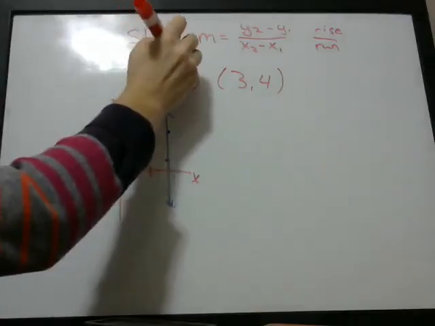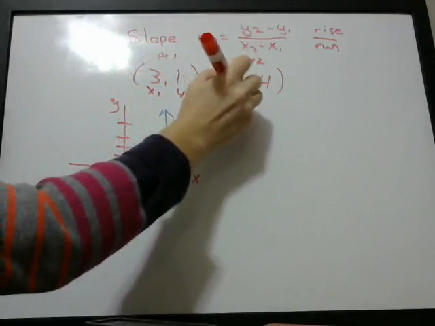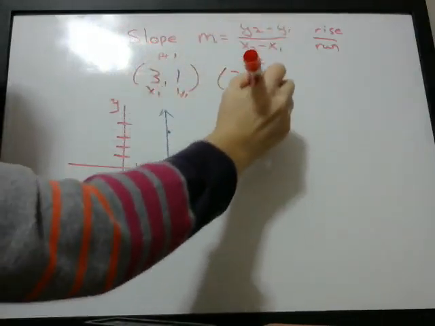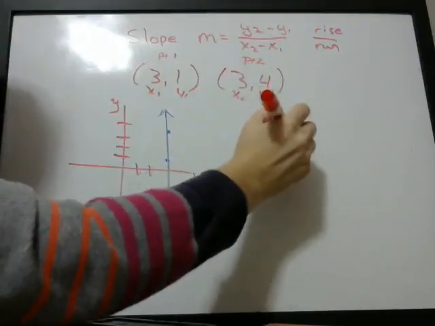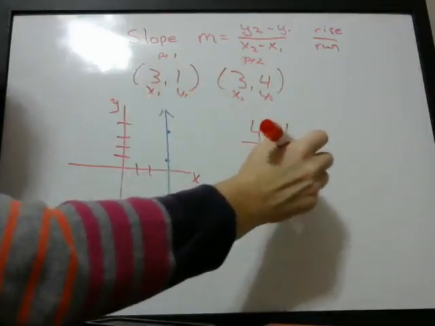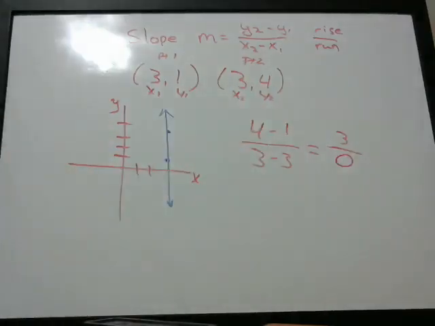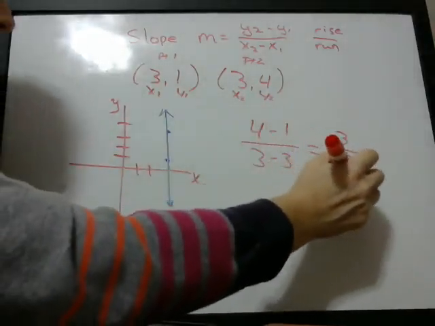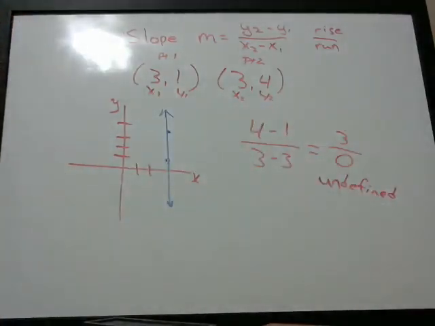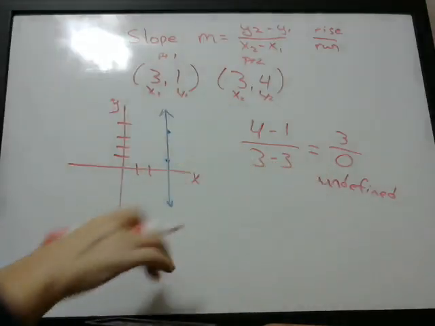Again, we have point 1, so this never changes. You're going to do the same thing. x1, y1, x2, y2. Plug in here, so y2 is 4, y1 is 1, x2 is 3, x1 is 3. So here we have 3 on the top, but we have a 0 on the bottom, and that is undefined. You cannot divide by 0. You can't have a 0 in the denominator. That's why vertical lines are always undefined.